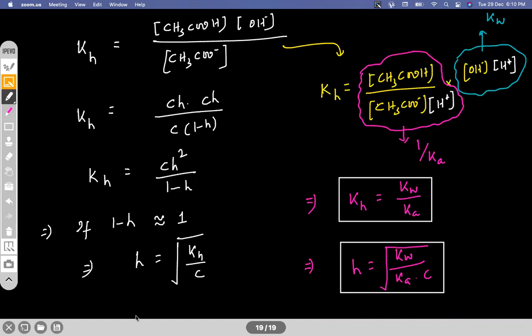What is Kh here? Kh is the hydrolysis constant, like K is the dissociation constant. So you need to memorize the expression of h, which is the degree of hydrolysis, and the expression of Kh, which is the hydrolysis constant. How do you memorize? We always have Kw in the numerator. In the denominator, we'll write the constant of the component which is weak. Since it is a weak acid and strong base, the acid is weak. So for the acid, I'll write the constant over here, Ka. And then we'll have this only. Is it clear?